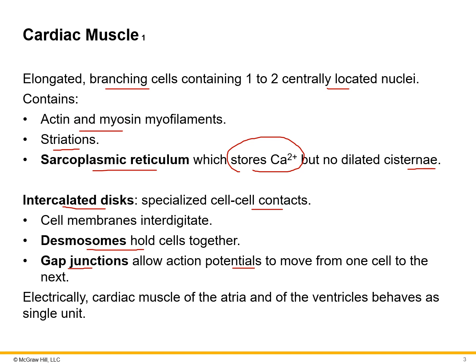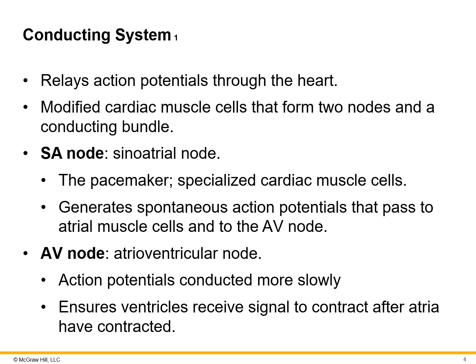So with all that connection, electrically speaking, cardiac muscles between the atria and the ventricles essentially behave as a single unit. So this conducting system relays the action potentials. It's modified cardiac muscle cells that form 2 nodes and a conducting bundle. The 2 nodes to start with: the SA node, which is the sinoatrial node. This is called the pacemaker, and it's a specialized cardiac muscle cell that generates spontaneous action potentials that pass to the atrial muscle cells and to the AV node.